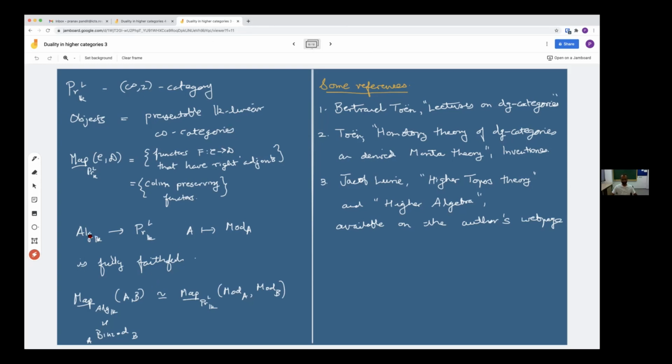And in fact, this functor is fully faithful. So this is basic Morita theory. I mean, this is in a certain sense a statement of Morita theory, that the maps between algebras are defined to be bimodules, if you recall. This is how I defined this bicategory of algebras. And these can be identified with colimit preserving functors from Mod A to Mod B.